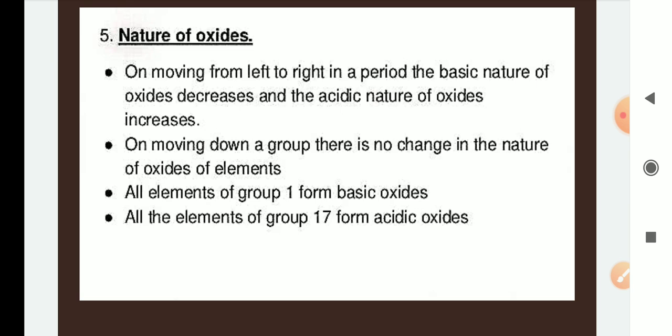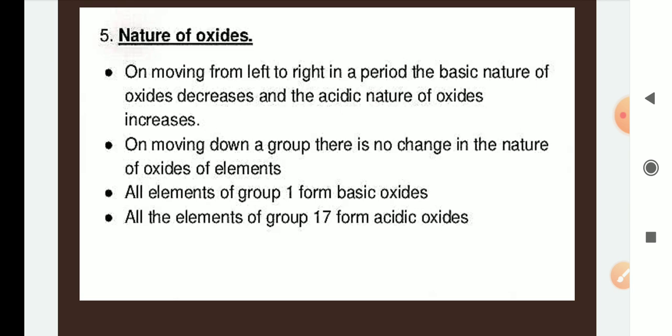Metal oxides are basic in nature, like sodium oxide, magnesium oxide, calcium oxide; all are basic oxides. Non-metal oxides are acidic in nature, like Cl2O7, SO3, phosphorus pentoxide. In case of metals, reactivity increases as we come down the group because the tendency to lose electrons increases. So in the nature of oxides, in case of metal reactivity, it increases as we come down the group, right? Because the tendency to lose electrons increases.